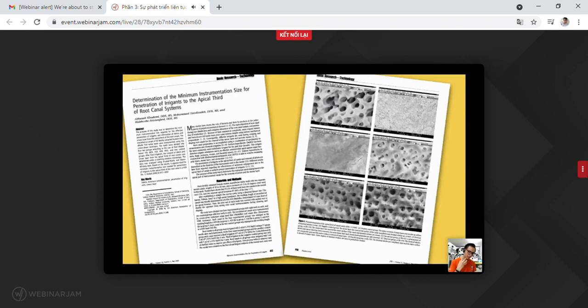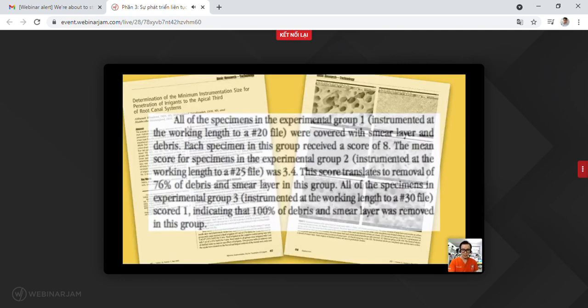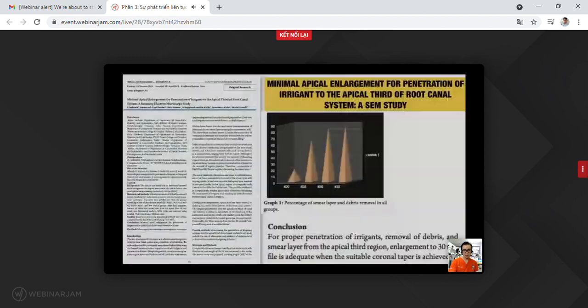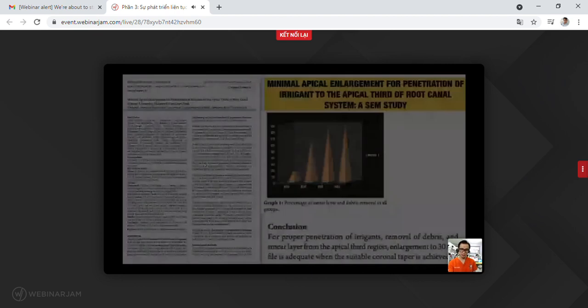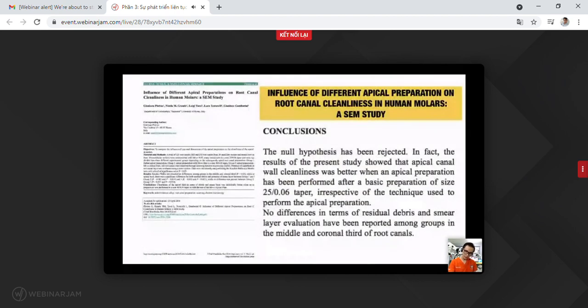Our concern is how to deliver the irrigants from the coronal to the apex, maintaining the canal anatomy without enlarging too much dentin. So this is it. We can see that file number 25 is enough. File number 25 taper 6% is enough.